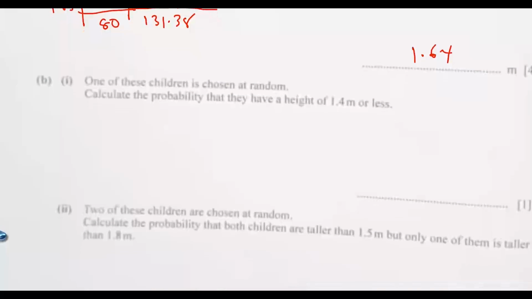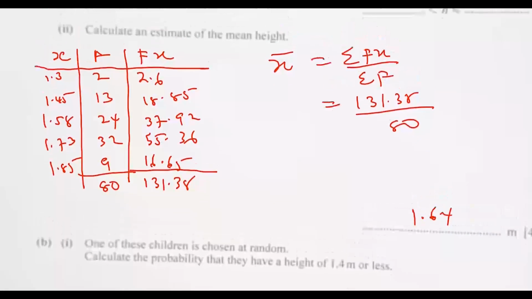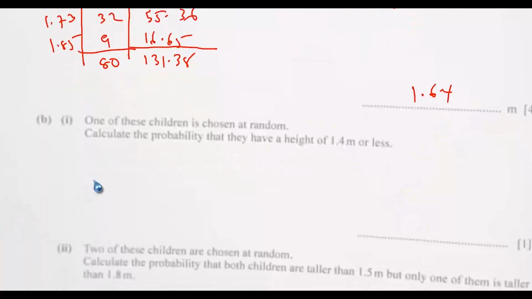One of these children is chosen at random. Calculate the probability that they have a height of 1.4 meter or less. So what you need to do, let's see, 1.4 meters or less. So it will be how many children? So it will be 2. So out of 80, the probability will be equal to 2 out of 80. So that is 1 out of 40. So we have 1 out of 40 here.